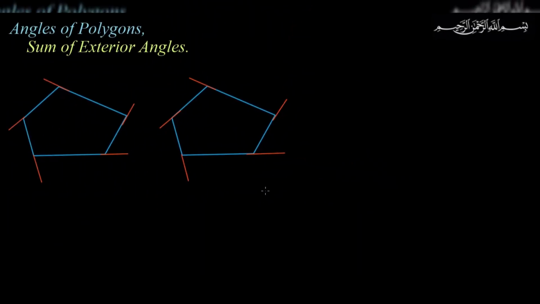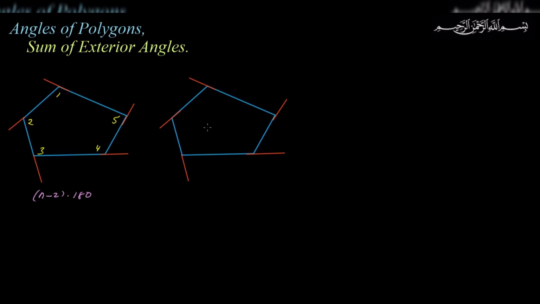Okay, so I've drawn these two pentagons here, the same ones, and here I'm going to label some of these angles: angle 1, angle 2, angle 3, 4, and 5. We've already determined that the sum of all of the interior angles is n minus 2 times 180 degrees, right? Because that's the number of triangles you can make, times 180 degrees. So for the pentagon, angle 1 plus 2 plus 3 plus 4 plus 5 is going to be 3 times 180 degrees.